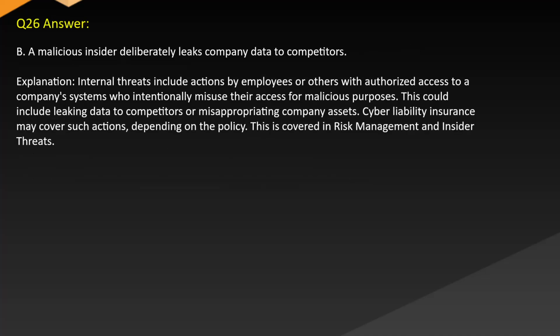Answer B. A malicious insider deliberately leaks company data to competitors. Explanation. Internal threats include actions by employees or others with authorized access to a company's systems who intentionally misuse their access for malicious purposes. This could include leaking data to competitors or misappropriating company assets. Cyber liability insurance may cover such actions depending on the policy. This is covered in risk management and insider threats.